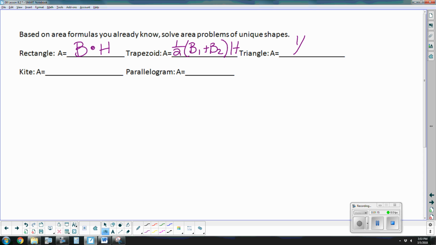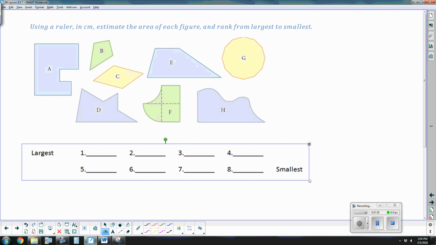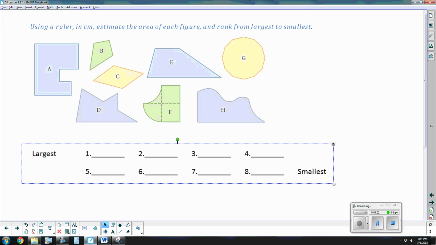And then a triangle, we just said half of base times height. And with the kite, we looked at the diagonals. So we said half of diagonal 1 times diagonal 2. And our parallelogram was the same as our rectangle, which was just base times height. So now let's use these formulas and look at some of these shapes on your note sheet.